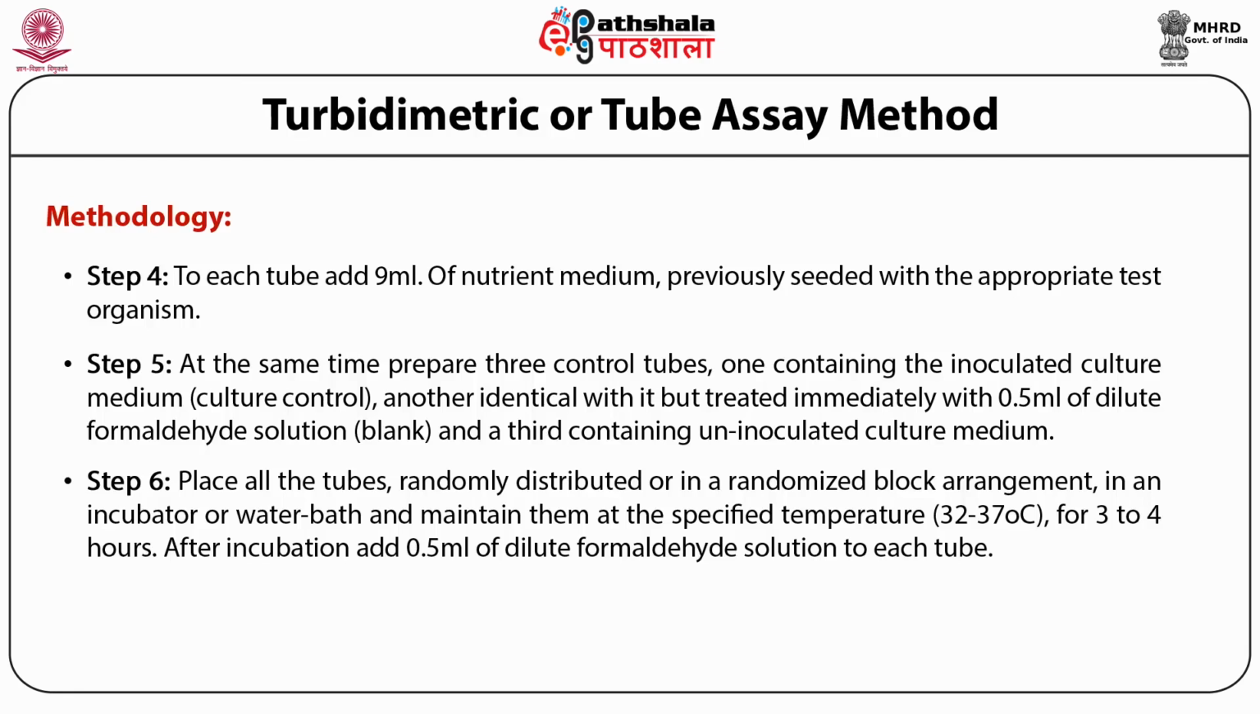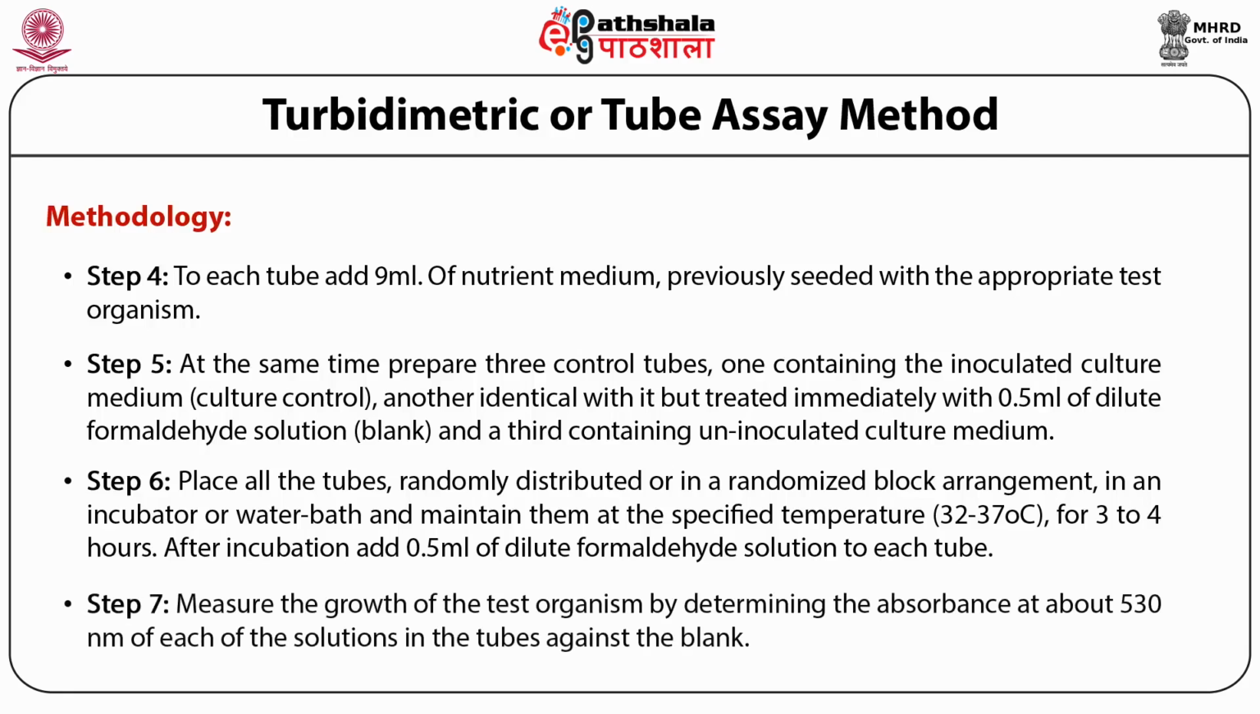After incubation, add 0.5 ml of dilute formaldehyde solution to each tube to stop the growth of the bacteria or the microbes. Step 7. Measure the growth of the test microorganisms by determining the absorbance at about 530 nanometer of each of the solution in the tube against the blank.